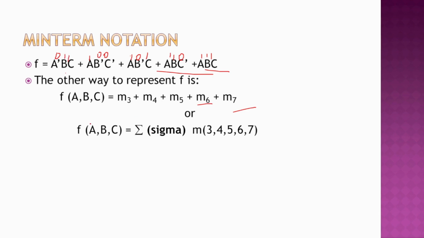Or you will write the function of A comma B comma C with the sigma notation in minterms. Function of A comma B comma C equals summation of m, so here the common variable is m. You will take the m outside, afterwards fill the numbers inside the bracket: 3 comma 4 comma 5 comma 6 comma 7. So this is the notation of minterm. In minterm, the final function of the variables is represented with the summation of m of the given values.